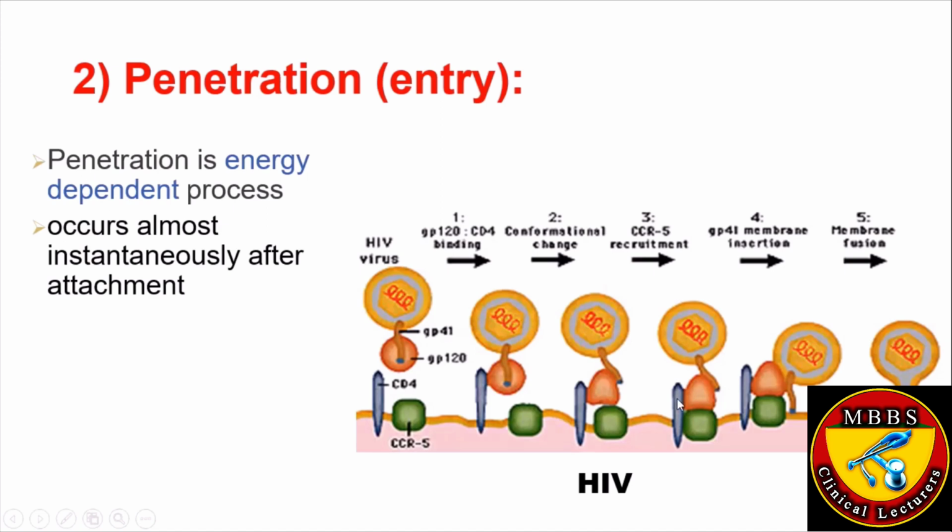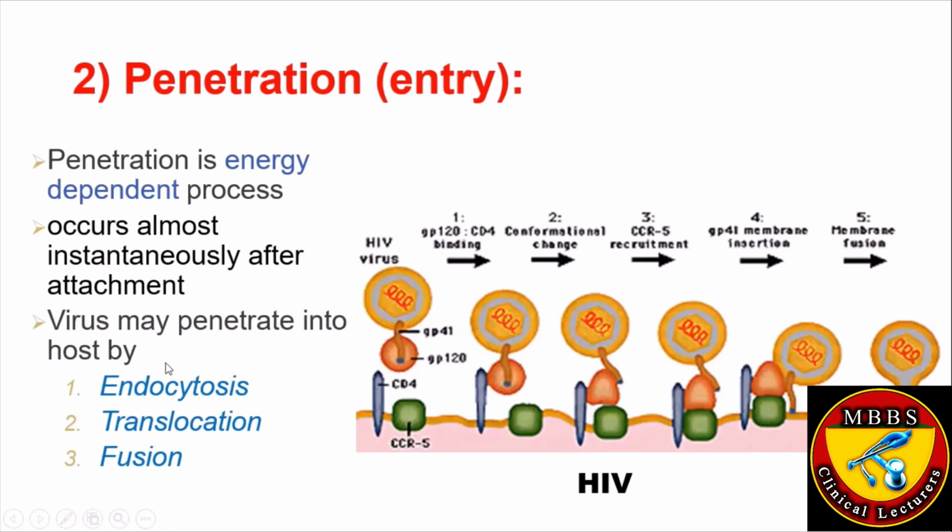See CD4, the protein from this virus, and this protein from the cell membrane. Here the fusion occurs, attachment occurs, and this way they attach on the surface of the epithelium. After this attachment, what happens? They are going to penetrate within this cell membrane. The viruses may penetrate into the host either by the process of endocytosis, translocation, or by the process of fusion. So this is the whole process of attachment.